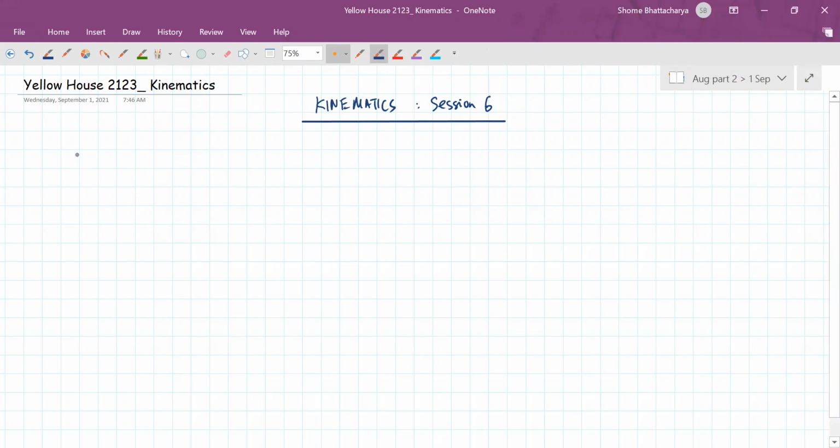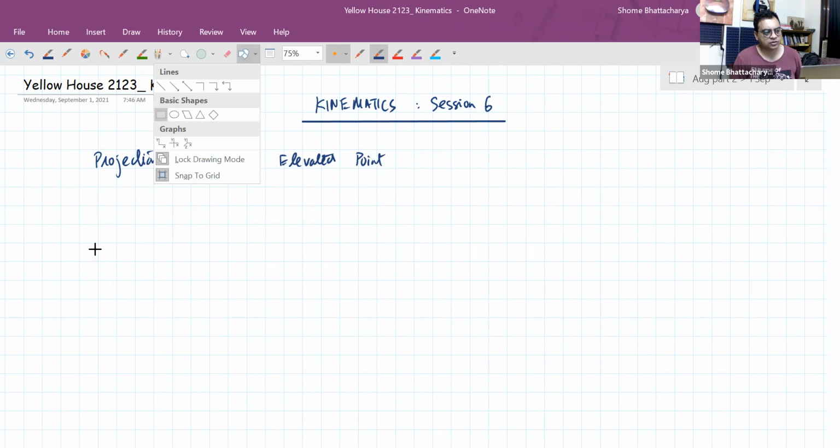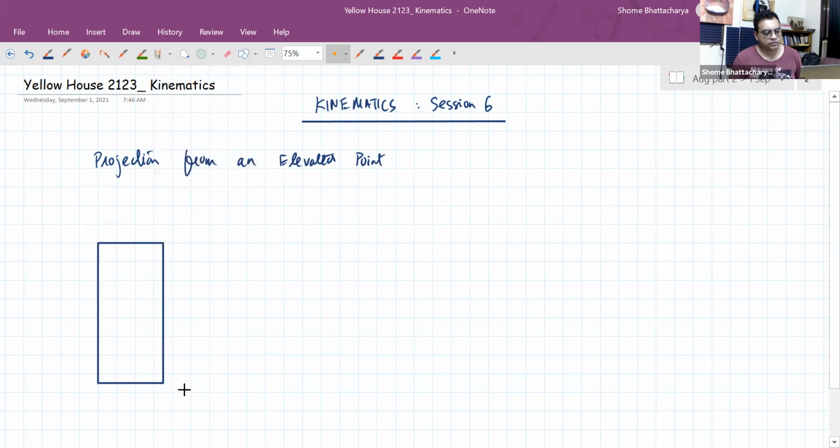Right. So we were looking at projection from an elevated point. Last time the case we had seen was horizontal projection from an elevated point. Today we will see if the projection is oblique.